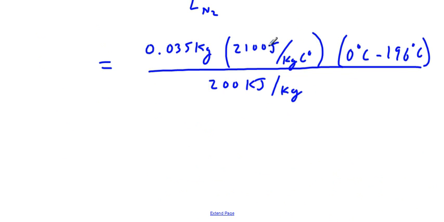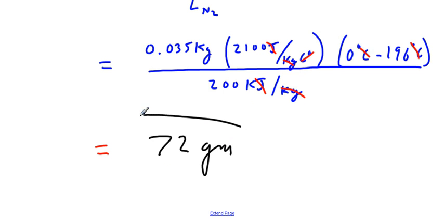Okay, and now I look at my dimensions and I see that joules will go away, and kilogram goes away, and the centigrade goes away. And I end up with some amount of nitrogen gas vaporizing. Well, 0.035 times 2100 times 196, I'm neglecting the minus sign, divided by 200 E3, and it looks like I've got two significant digits anyway. I'm going to have 72 grams of the nitrogen gas evaporating away as the piece of ice gets colder.